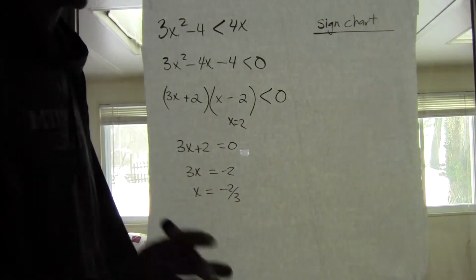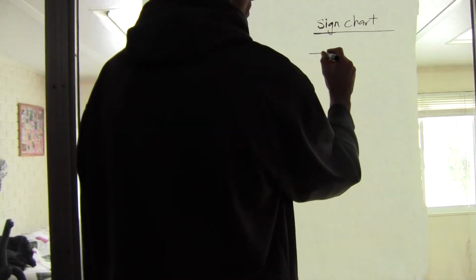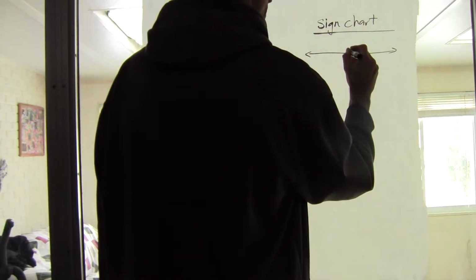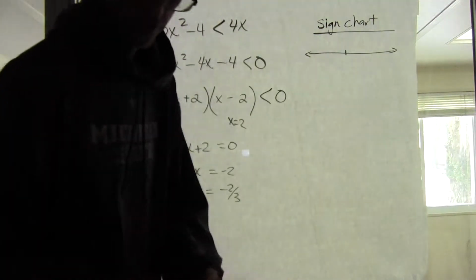So when I make my sign chart, those are going to be very key points. So let's go ahead over here, make my number line. Negative 2 thirds, so I'm going to put my 0 in right here. I should use a different color for you guys.